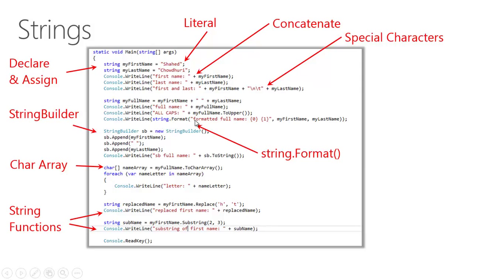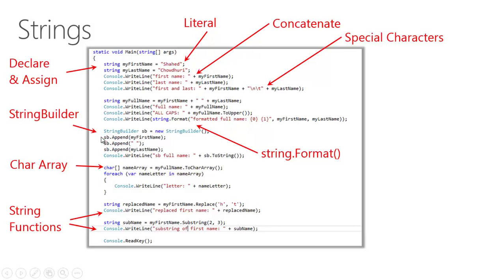After that, we have string.Format, which allows me to concatenate strings and variables without using the plus symbol. So now I have 0 and 1 in curly braces, which indicates variables that are followed right after this formatted string. So if I had another variable after my last name, I would have 0, 1, and 2. So starting with 0, you can have any number of variables inside your formatted string.